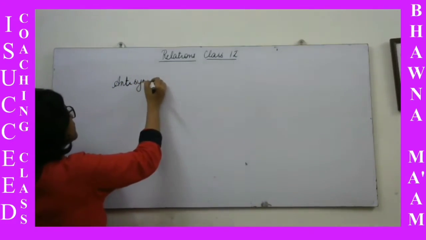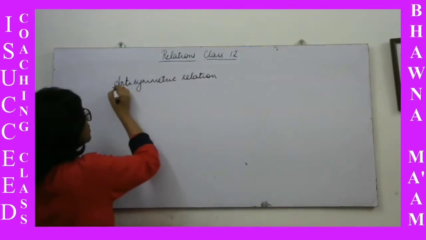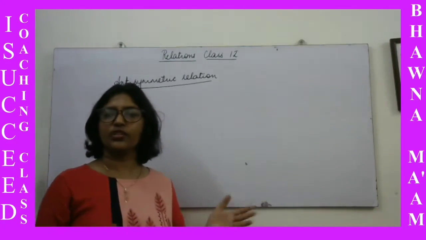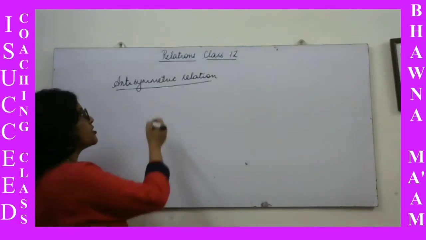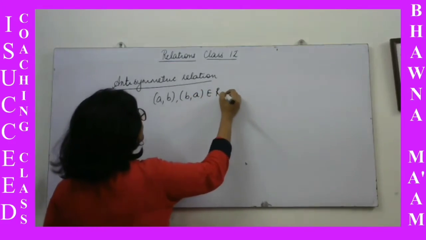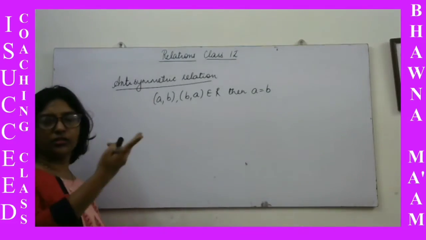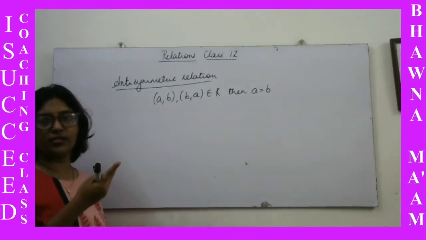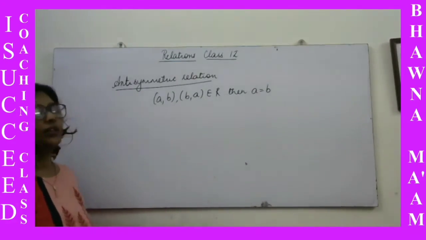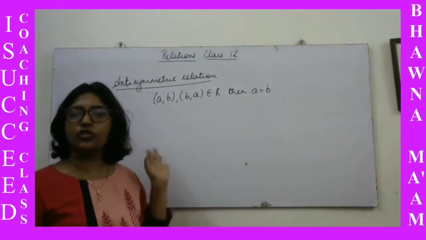Antisymmetric. This is not mentioned in the NCERT book, but this is one of the relations which is important for the competitive examination, so we'll consider this. Antisymmetric relation is that if (A, B) and (B, A) both belong to R, then A is equal to B. If both the entries are there, the flipped one is also there, like (1, 2) is there and (2, 1) is there, but in that case 1 will not be equal to 2, so that's not an example. Antisymmetric relation is that if (A, B) and (B, A) belong to R, then A is equal to B.